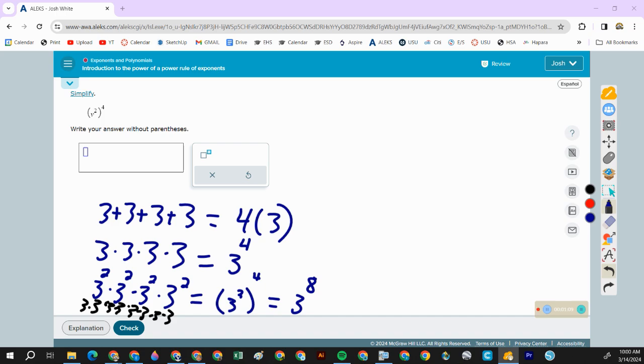So when we have an exponent to an exponent, what do we do with that? We multiply. Okay? So that would be 3 to the 2 times 4. Now you have to be careful because this is different. 3 to the 2 to the 4th, that is taking the 2 to the 4th power. So that's going to be 2 times 2 is 4 times 2 is 8 times 2 is 16. So that would be 3 to the 16th. Okay? So these are different.